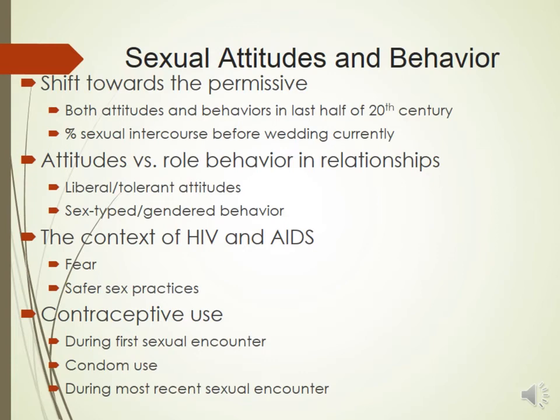So when you ask teenagers and young adults what they used the first time they had sex, most of them report a condom. 68% of females and 80% of males use a condom the first time they have sex.